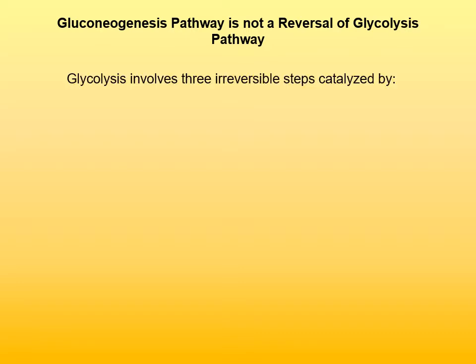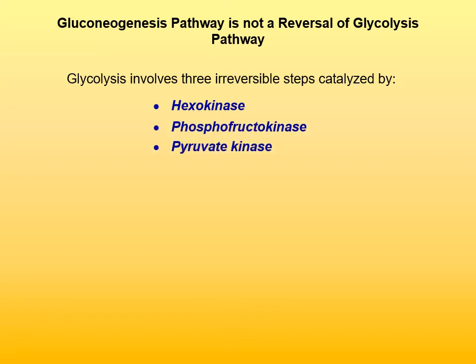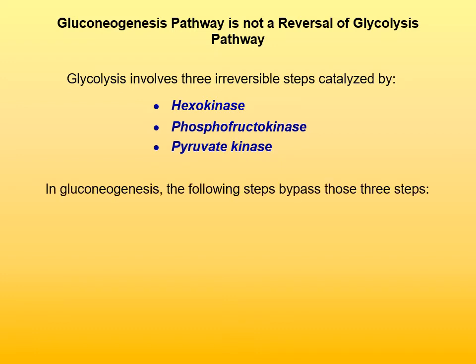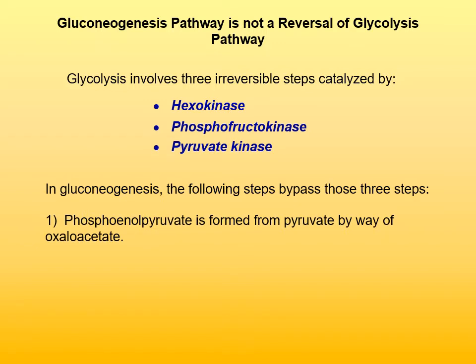The reason for it is that glycolysis involves three irreversible steps. And those three steps are catalyzed by the enzymes hexokinase, phosphofructokinase, and pyruvate kinase. Since those steps cannot occur in reverse, in gluconeogenesis those steps have to be bypassed by different steps. And so gluconeogenesis as a biochemical pathway involves different steps that bypass these steps.